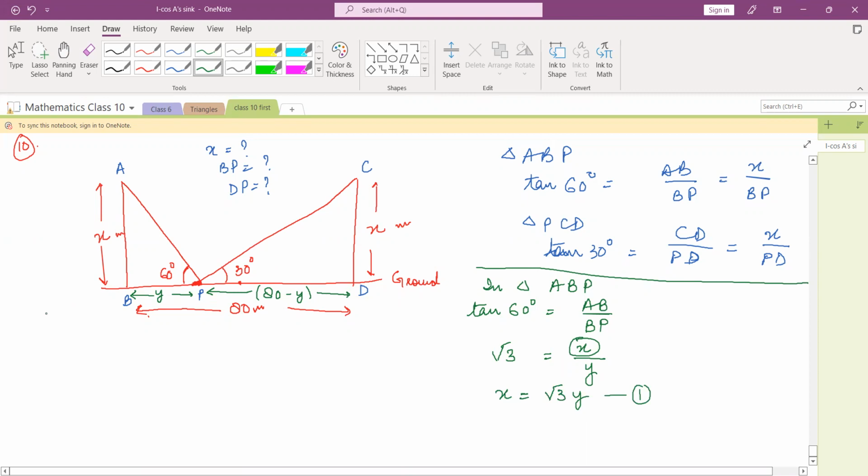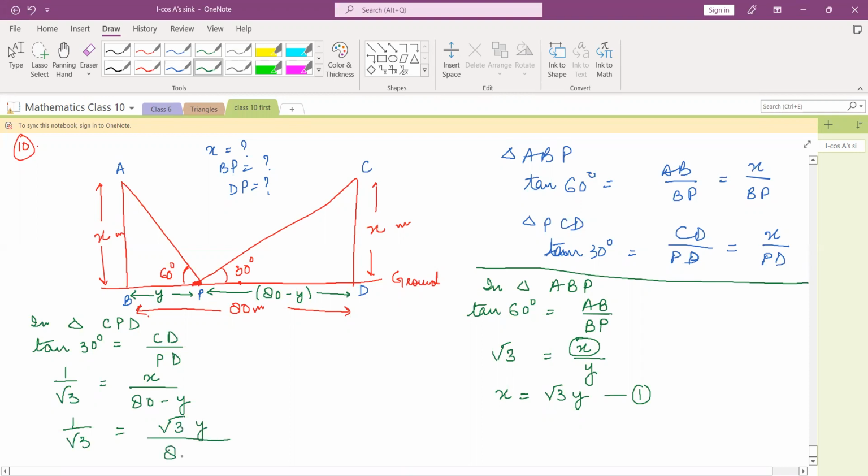Now come back to another triangle. In triangle CPD, again tan of 30 degrees is perpendicular upon base, so CD upon PD. Tan 30 is 1 upon root 3. Now CD is x, which we want to find, and PD is 80 minus y. Now you can put the value of x here and you will get your y. So 1 upon root 3 is x, and from equation number 1, this is root 3 of y, and then you have 80 minus y.